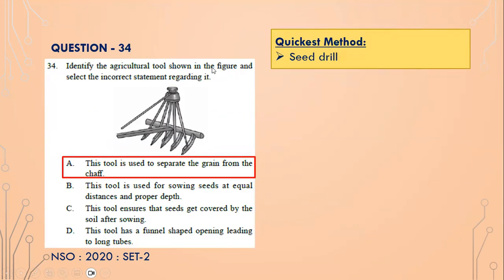Identify the agricultural tool shown in the figure and select the incorrect statement. This tool is used to separate grain from the chaff. No, isn't it? So this tool is not used to separate grain from the chaff. This tool is used for sowing seeds. It is called a seed drill.